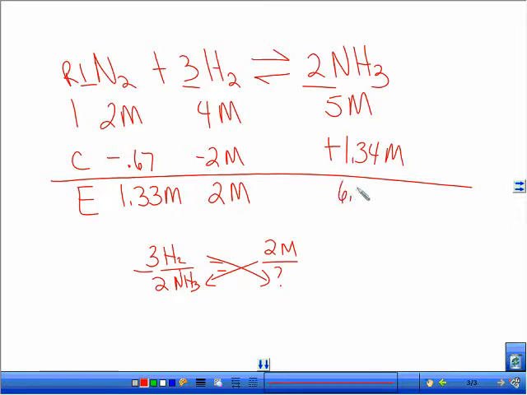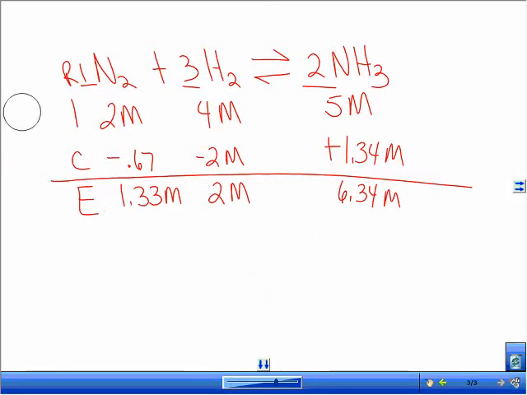So this is going to become 6.34. So now that you have your E values, you can simply plug them in. And remember, this is Kc because it's molarity. Products over reactants raised to their coefficient power.